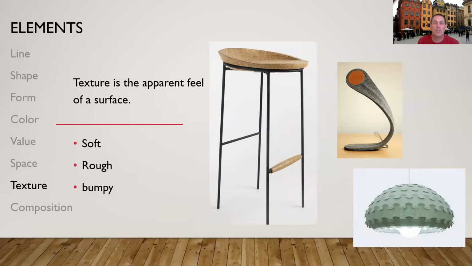But something can look soft, like the sort of oddly shaped lamp in the upper right there, or rough, like the cork style chair, or bumpy, like the lamp. The lamp in particular is not designed to be touched, but it still conveys that texture information.